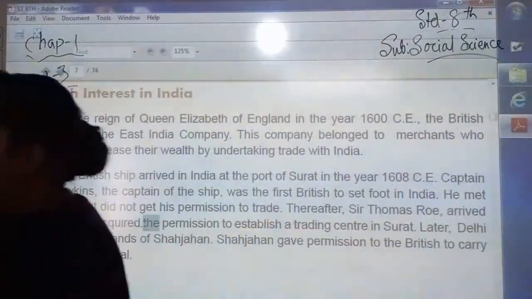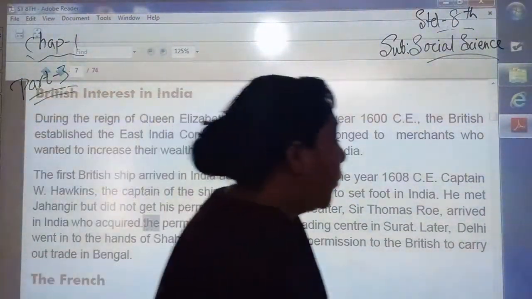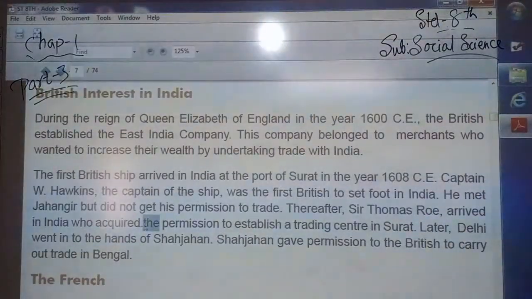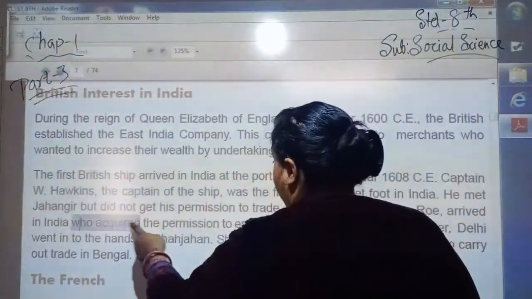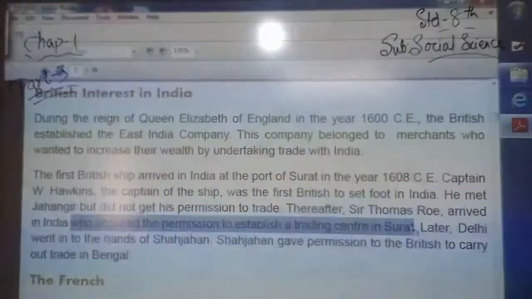He actually was the one who met the king for getting the permission, but he didn't get the permission at that time for the trade. Thereafter, the second, the British person, Sir Thomas Roe, arrived in India and acquired the permission to establish trading in Surat, not in Bengal.